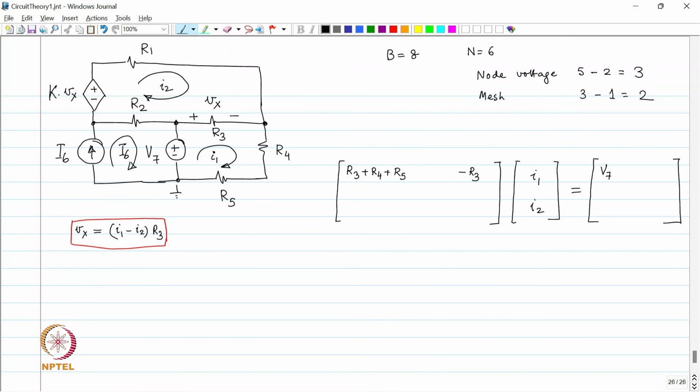The next loop, we are going to start with the voltage source. What is the drop across the voltage source? Minus kVx. Okay, minus kVx is the drop across the voltage source. But what was Vx? Vx is what is already saved for us. So, it is minus k times I1 minus I3 times R3. In other words, it is minus k times I1 R3 plus k times I3 R3.